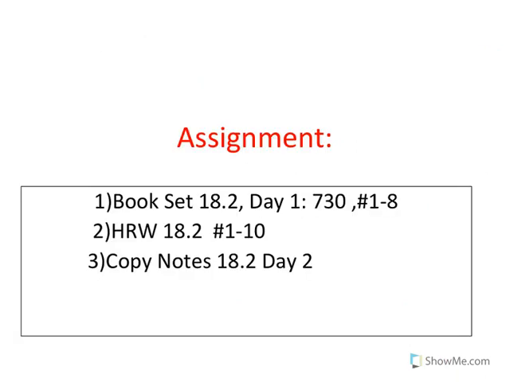Okay, so that's the end of our 18.2 Day 1 notes. Your assignment is number 1 through 8 in your textbook. And you have a new XRW on 18.2. You also need to copy down 18.2 Day 2 notes.